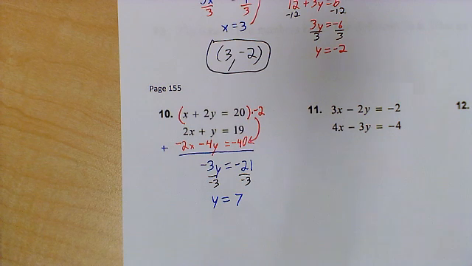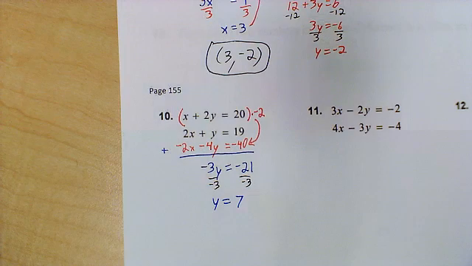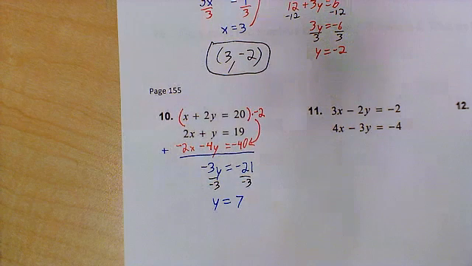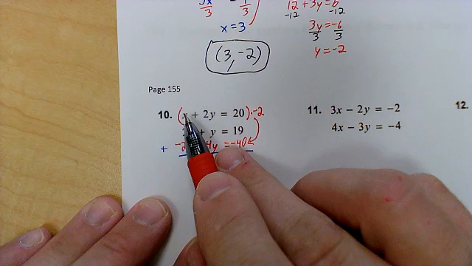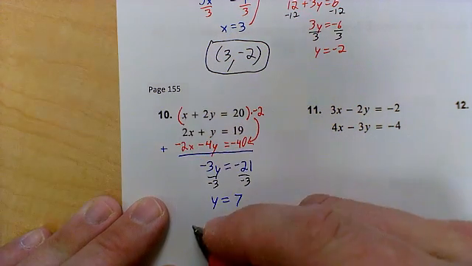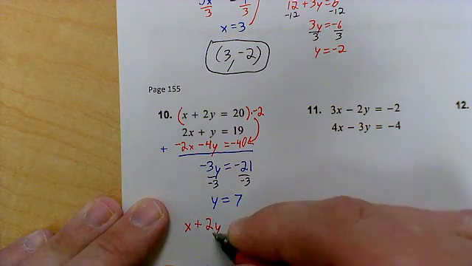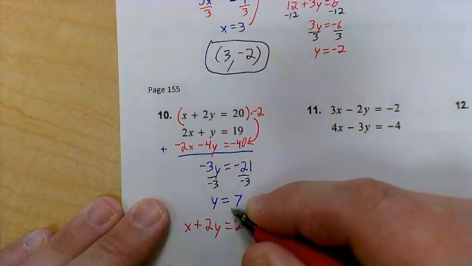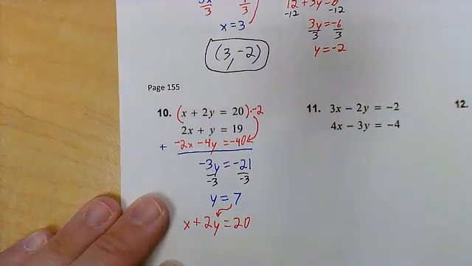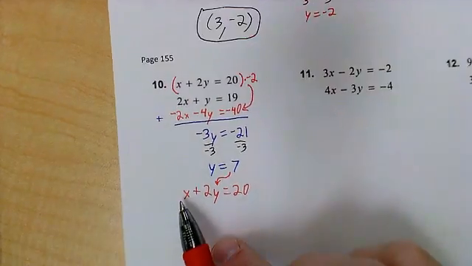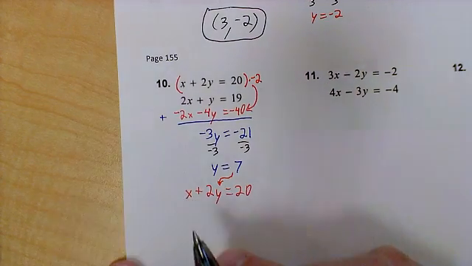Now what I can do is go back and use any of the three equations to figure out what x is. Use any of the three of them. I'm personally going to go with the x plus 2y equals 20, and I'm going to substitute the 7 in for y. I chose that one because I'll have nothing to divide by here in a little bit.